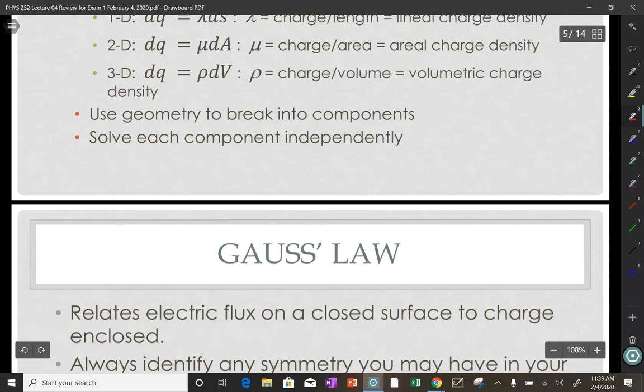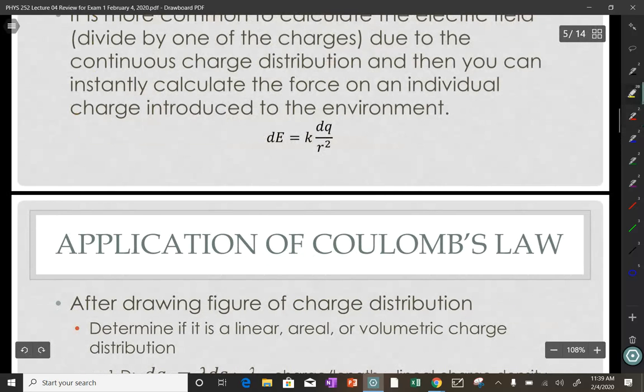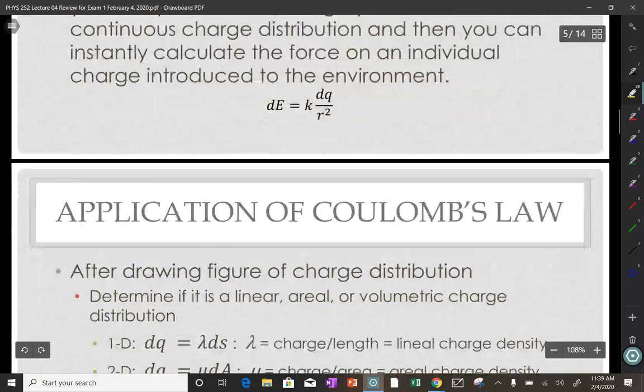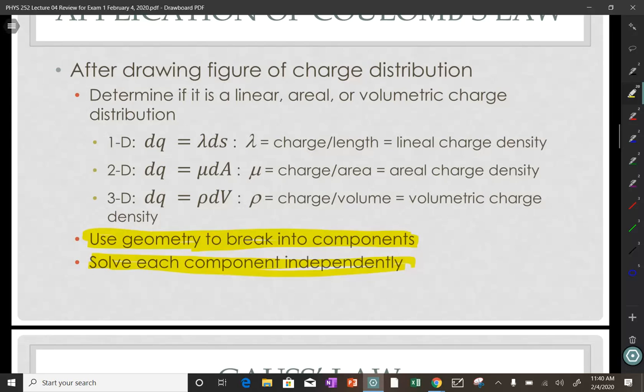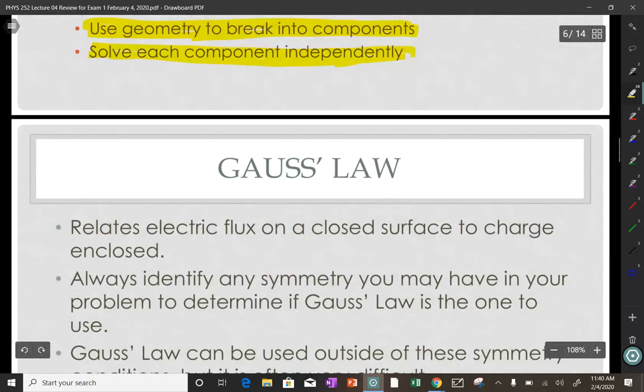And remember the words that we said here. Use geometry to break into components. So I did the magnitude, then I used my knowledge that electric field goes out of positive into negative to determine directions, break into components, and then do each component independently. If you don't do that, you're going to end up in a world of hurt most likely. I'm sure there's a case where it's easier another way, but generally speaking, you want to do that.